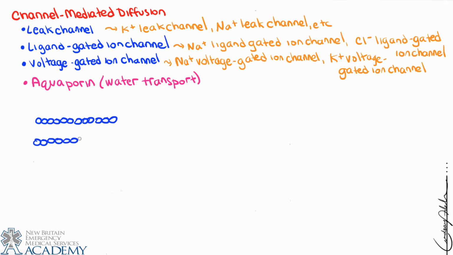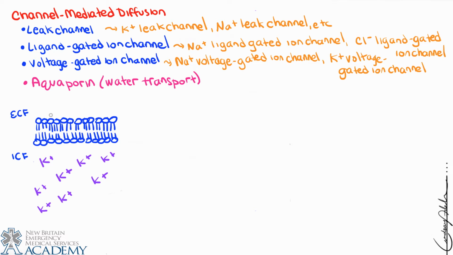We will draw a cell membrane. We'll label the ECF and ICF, and then we're going to draw in some ions. So potassium, as an example, is highly concentrated inside of the cell. So we'll show that we have a lot of potassium inside and only a little bit of potassium outside. So high concentration of potassium in, low concentration of potassium out. The brackets represent concentration. So putting the brackets around the K plus represents concentration.